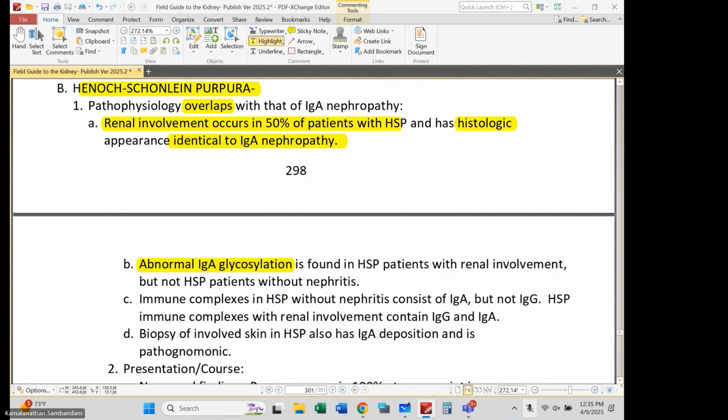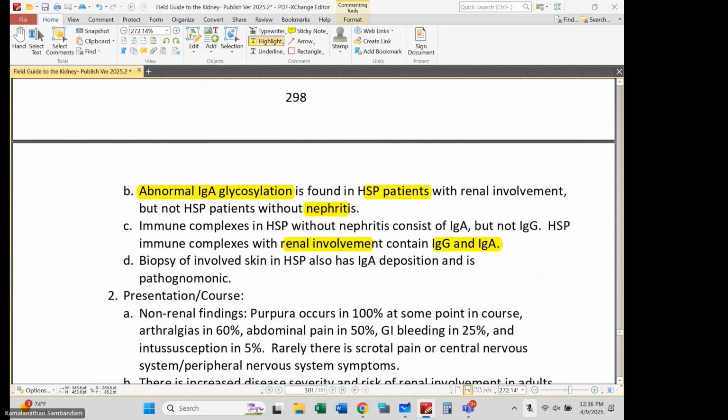Abnormal glycosylation of IgA is also present in these HSP patients when they have renal involvement, okay? And also, when you have renal involvement, you'll more likely have this IgG autoantibody to the abnormally glycosylated IgA. So again, you can see overlap not only in renal pathology, but also some overlap in pathogenesis. But these patients without renal involvement who have HSP are less likely to have this IgG autoantibody production to IgA.